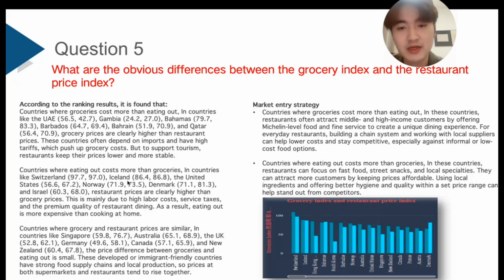In countries where grocery costs more, upscale restaurants offering unique dining experiences and chains cooperating with local suppliers to manage costs are ideal. In regions where eating out is costlier, focusing on affordable dining options like fast food and street snacks using local ingredients can enhance market presence. And next.